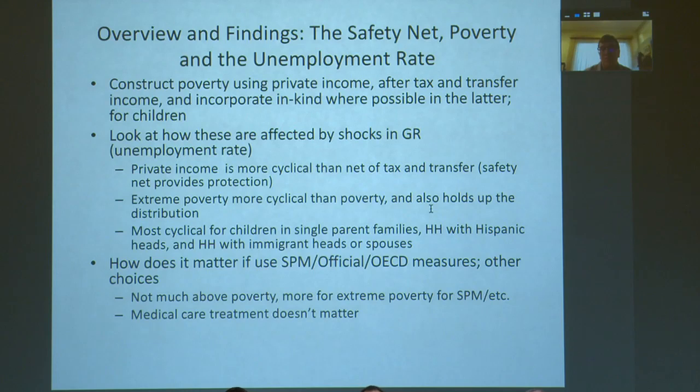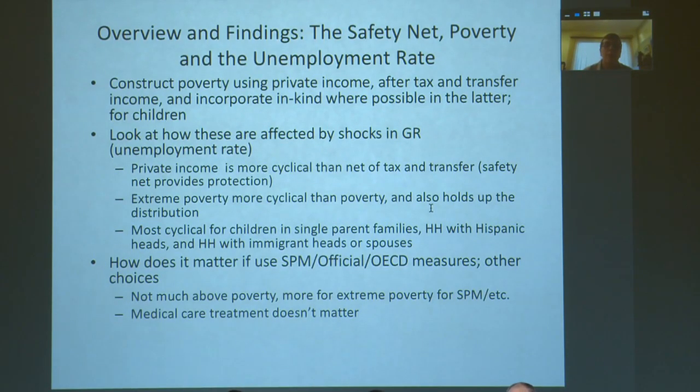And so the new supplemental poverty measure tries to do a much better job. Everybody in the room probably is familiar with some of the weaknesses of the official poverty measure. And then we also consider an OECD more relative measure. And this doesn't seem to matter very much for poverty or higher multiples of the poverty rate, but it matters some for extreme poverty. And how you treat valuing Medicaid and other kinds of health insurance doesn't really make much of a difference here at all, okay?